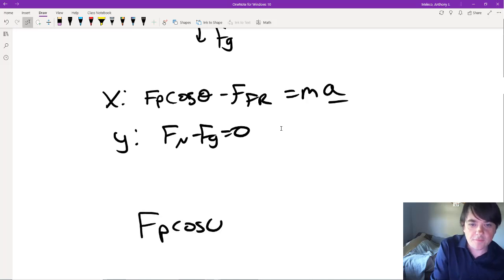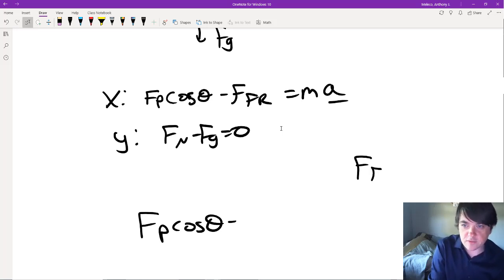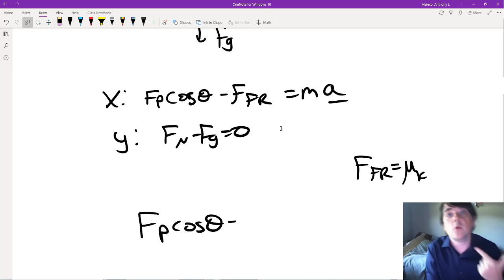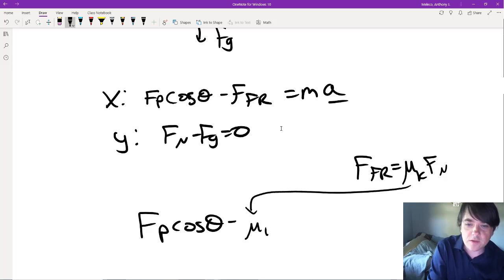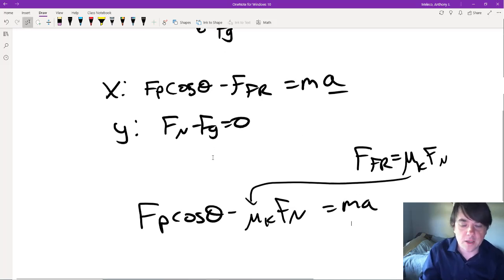So if I write this out, Fp cosine theta, we need to break down what the force of friction is, okay? The force of friction is equal to the coefficient of kinetic friction, which is a number between 0 and 1. The closer it is to 1, the more friction there is on the surface, and the closer to 0, the less friction. And this is times the normal force. So we're going to just plop that right in. So this is going to be equal to the coefficient of kinetic friction times the normal force. And that's equal to ma, okay?